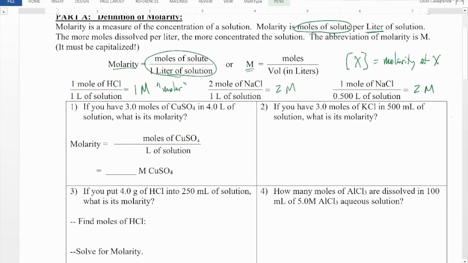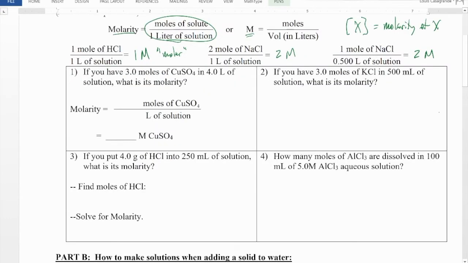So let's put some more realistic numbers on these. If you have 3.0 moles of copper(II) sulfate in 4 liters of solution, what is its molarity? So we take the 3.0 moles divided by the 4.0 liters of solution, and that gives us 0.75 molar solution. So essentially, if we took 1/4 of that 1 liter of that solution, we'd have exactly 0.75 moles of copper(II) sulfate.